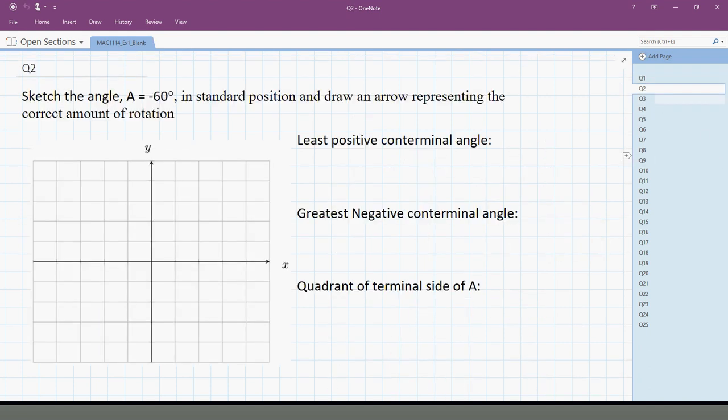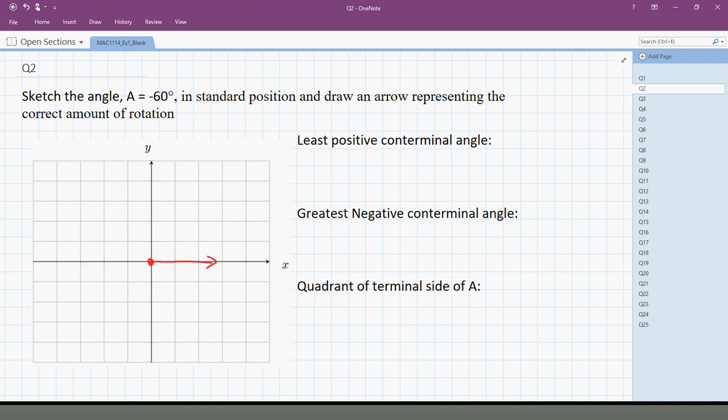All right, question number 2 says, sketch the angle A equal to negative 60 degrees in standard position and draw an arrow representing the correct amount of rotation. And then we want the least positive coterminal angle, the greatest negative coterminal angle, and the quadrant of the terminal side of A. So in order to sketch the standard position, where does the initial side have to be located? On the x-axis.